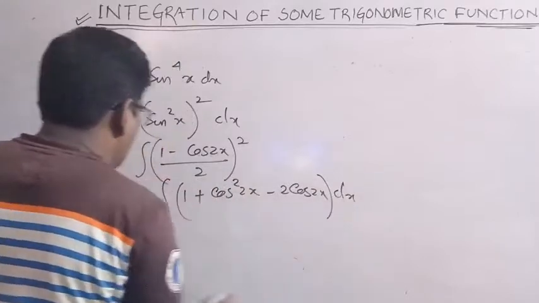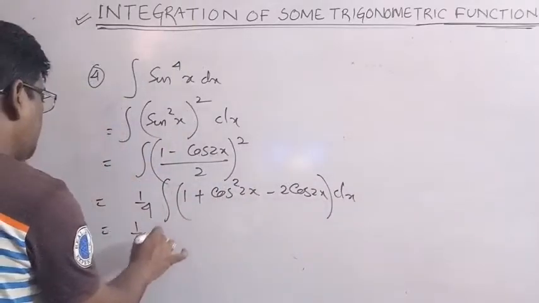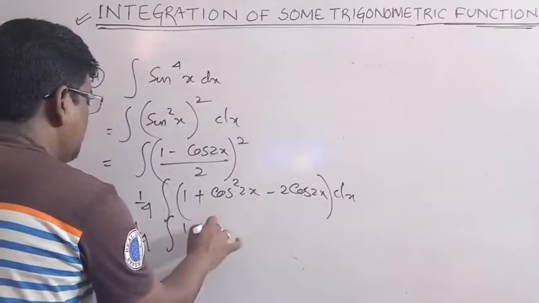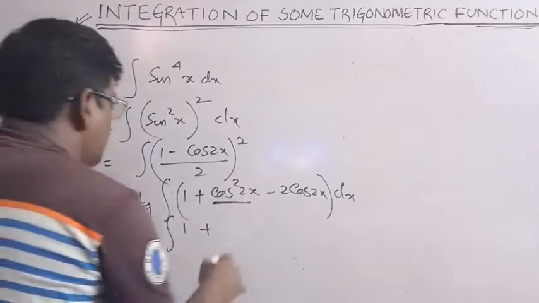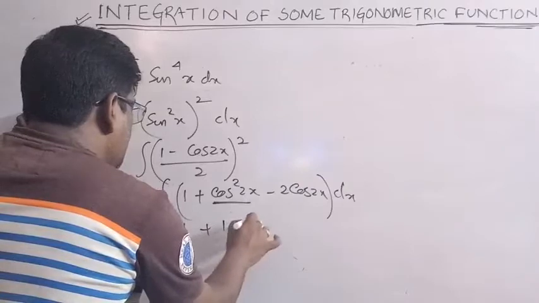So this is equal to 1 by 4, 1 plus, again this is cos square theta form. What is cos square theta? Cos square theta means 1 plus cos 2 into theta.